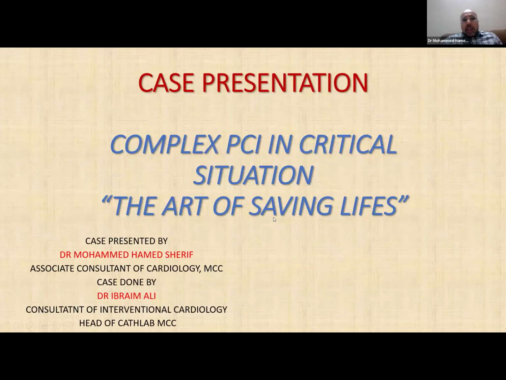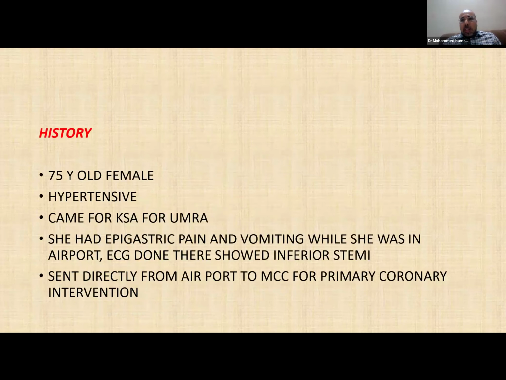So we have here a case of complex PCI. I can call my case the art of saving a life. It's a very interesting case of a patient who was about to die, but thanks to Allah, He gave us the power to save the life of this lady. This case was done by Dr. Ibrahim Ali, our head of the cath lab in Medina Cardiac Center. I assisted him in this case. So let's go inside in a hurry.